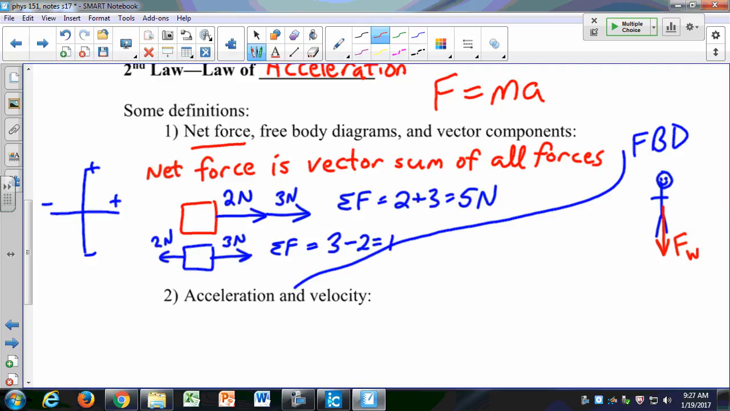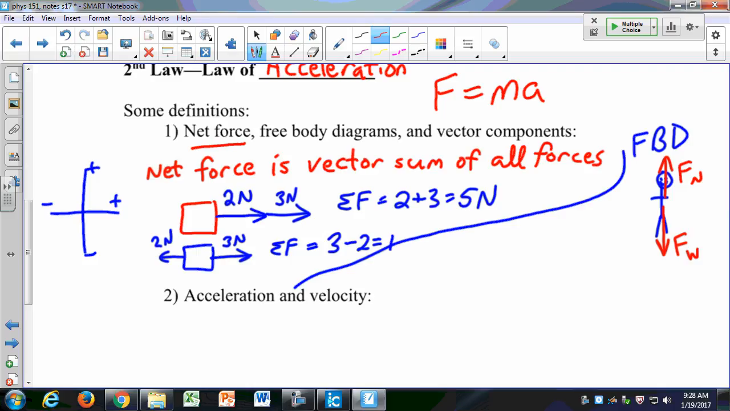Something pushing up on me. What is it? It's the ground, right. So we'll talk about that. That's called the normal force. So I have 2 forces acting on me, the weight and the normal force. That's all a free body diagram is. It's just a description of all the forces.